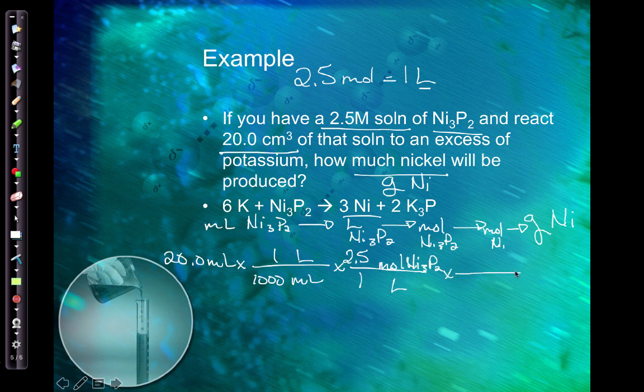And then I can go to moles of what I want, which is nickel by itself. So moles on top of moles, I'm going to use the coefficients. So that's 3 moles of nickel for every 1 mole of nickel phosphide. And then the grams of nickel. Well, 1 mole is equal to, let's see, 58.7. That comes off the periodic table.